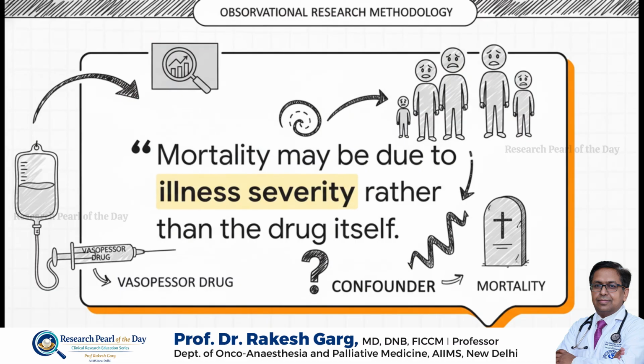Here is a perfect real-world example. So you notice that patients on vasopressors have a higher mortality rate. The immediate thought is, the drug is harmful. But wait, who gets vasopressors? The sickest patients. So is it the drug causing the outcome, or is it the underlying severity of illness? That severity of illness, that's your confounder.